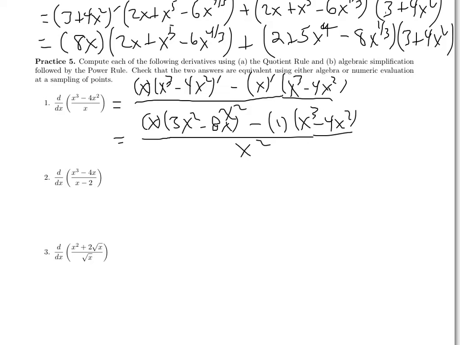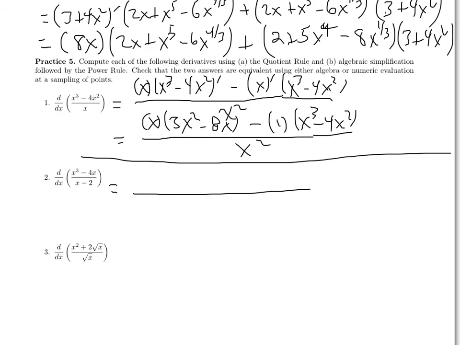If I multiply this x through this expression and subtract this expression, then I'll be able to factor out an x squared and cancel that out. And then you should see that that's the same as the answer we had on the previous page. Similarly, again, I'll just do these with the quotient rule to illustrate that.